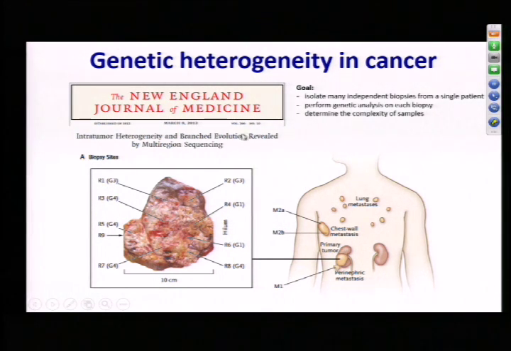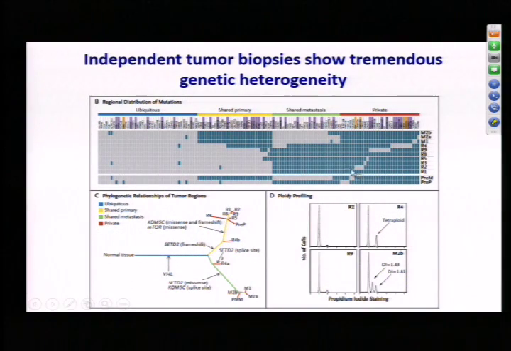So what this group did here for multi-region sequencing in these tumors, they took the primary tumor, quite large, a 10-centimeter chunk here, and just cut out little regions of it in various locations throughout the tumor mass, and sequenced each one separately. They also sequenced different metastatic tumors throughout the body of this patient.